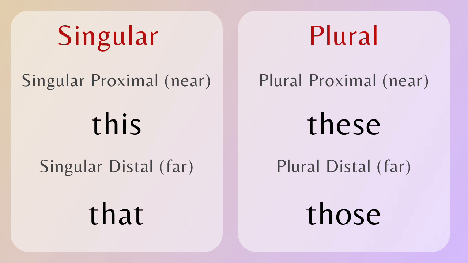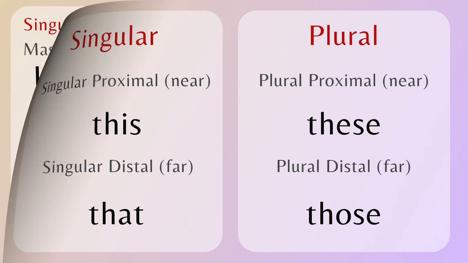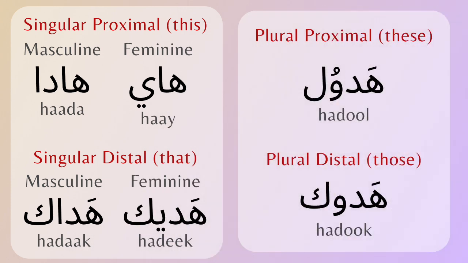In the singular form, this is used to represent a near object, and that is used to represent a distant object. In the plural form, these is used to represent a near object, and those is used to represent distant objects. In Arabic, we have a few more complexities as the pronoun changes depending on gender in the singular form. Let's start off with a bird's eye view of all the demonstrative pronouns in Arabic, and then we'll dive deeper into each one.